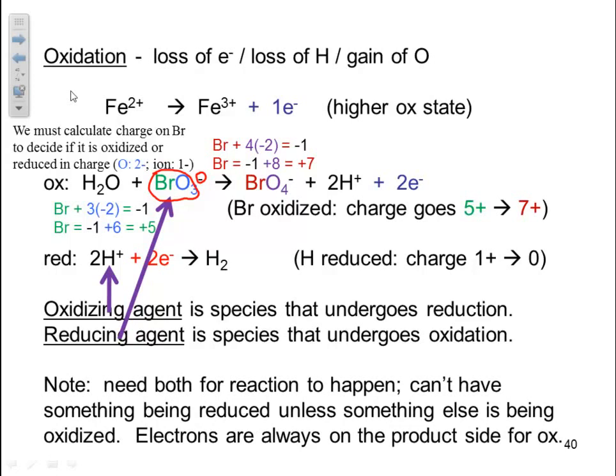Note, we need both reactions to happen. We can't have something being reduced unless something else is being oxidized. The electrons are always on the product side for the oxidation and always on the reactant side for the reduction.